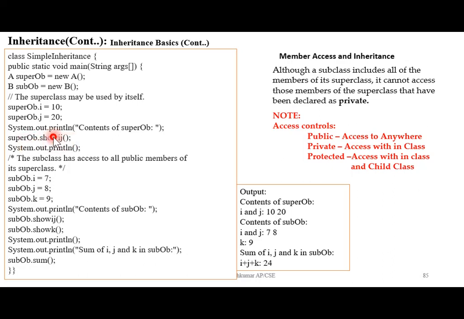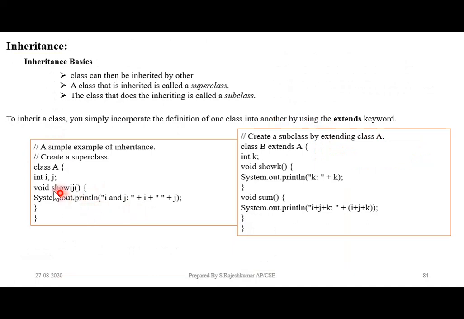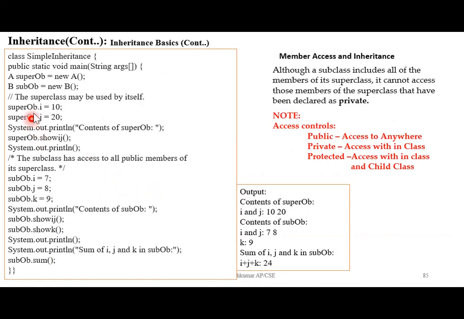When we call this member function by this object, this member function will get called and it will print the value of i and j. We already declared the value of i and j as 10 and 20, so the value printed is 10 and 20. Later here we are creating the sub object, right?